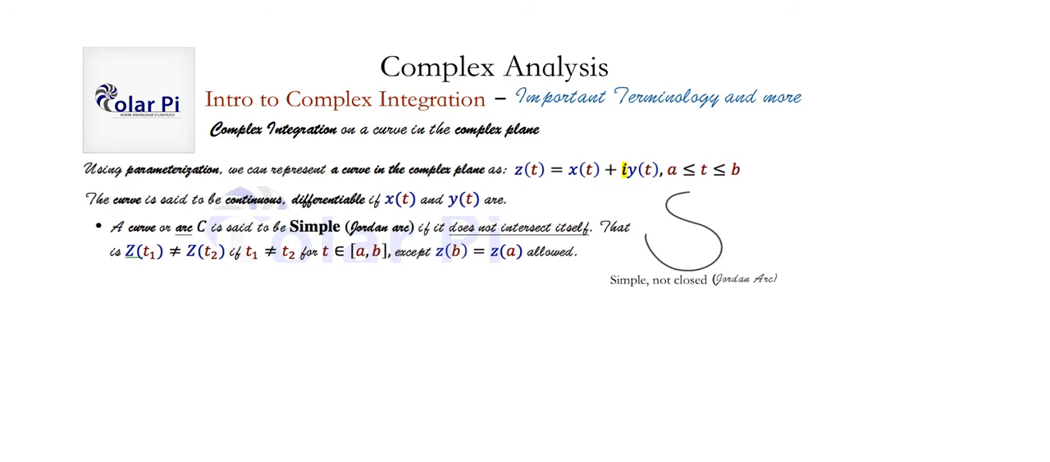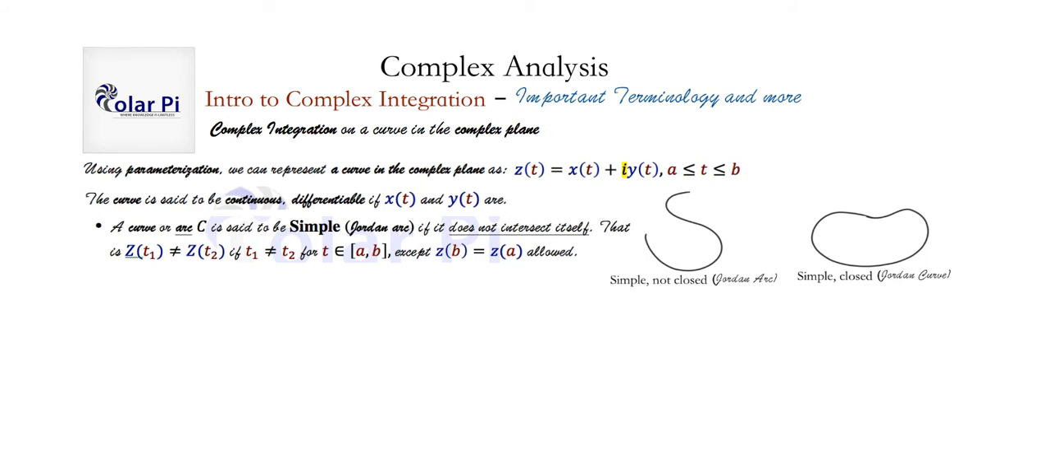First, some visuals that are going to help you. So this arc here is simple, but clearly not closed. And so we call it a Jordan arc. And this here is a simple and closed curve. Okay, and no real importance attached to arc versus curve. I could have called this a curve, right? But important whether it's simple or not, and whether it's closed or not.